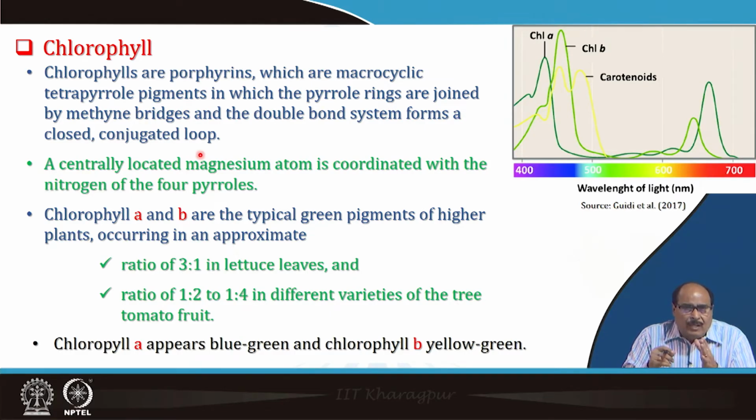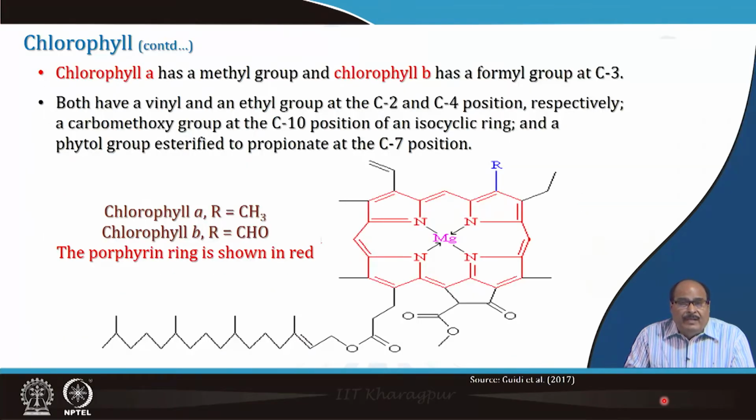Okay. There are two types of chlorophyll, chlorophyll A as well as chlorophyll B. Chlorophyll A and B are both the typical green pigments of higher plants. They occur in various proportions, for example, in the ratio of 3:1 in lettuce leaf, or in the ratio of 1:2 or 1:4 in different varieties of tree tomato fruits. Chlorophyll A appears blue green in color, whereas chlorophyll B is yellow green. Okay. Chlorophyll A has a methyl group and chlorophyll B has a formyl group, that is the R group which you see here in the structure of chlorophyll.